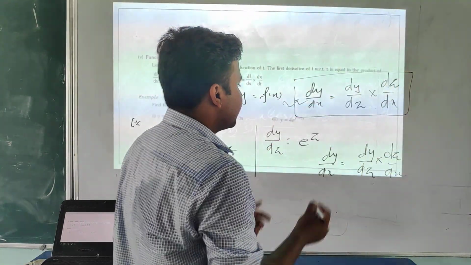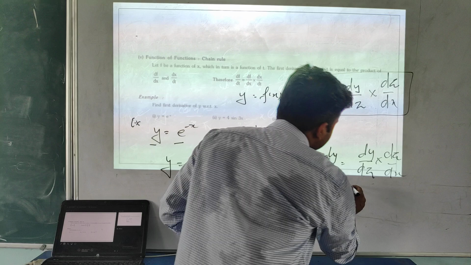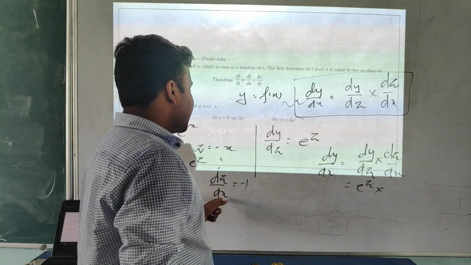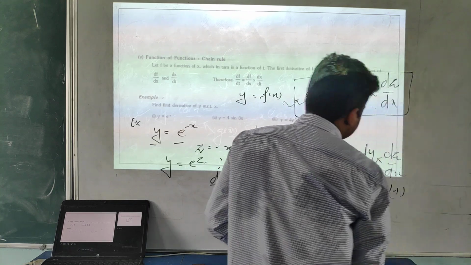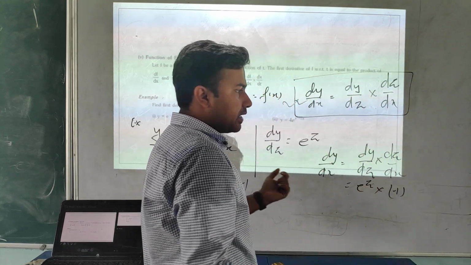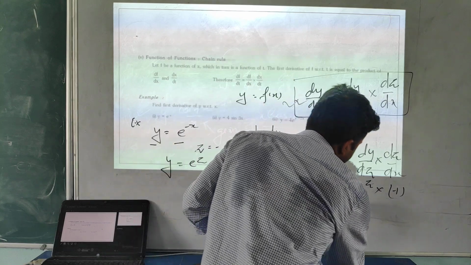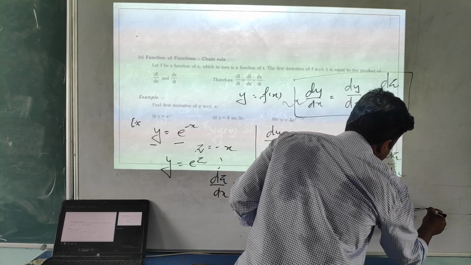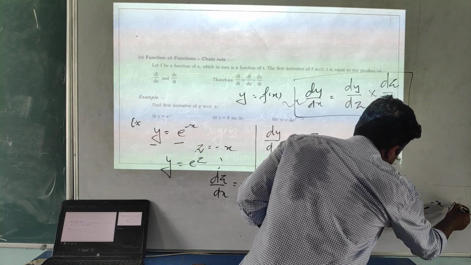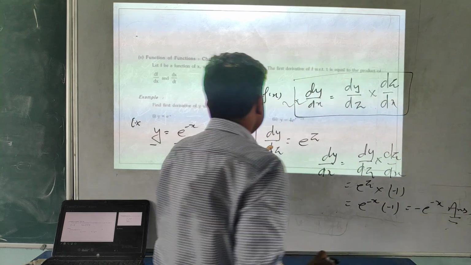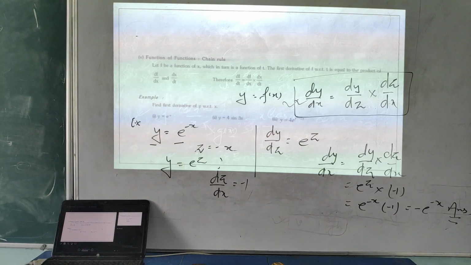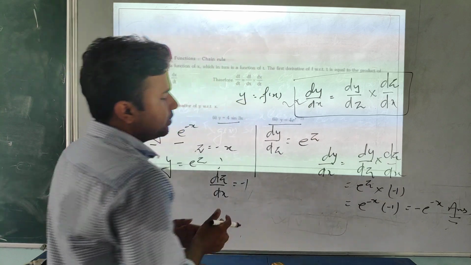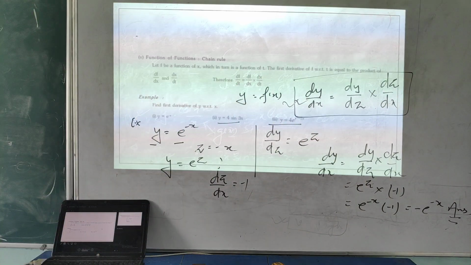Now look at this. dy by dz equals e to the power z, into dz by dx, and dz by dx equals minus 1. Now put the value of z equal to minus x. So you will write e to the power minus x into minus 1. So this is minus e to the power minus x. This is the answer, student. Now solve these two as homework questions. These questions are given for your practice.